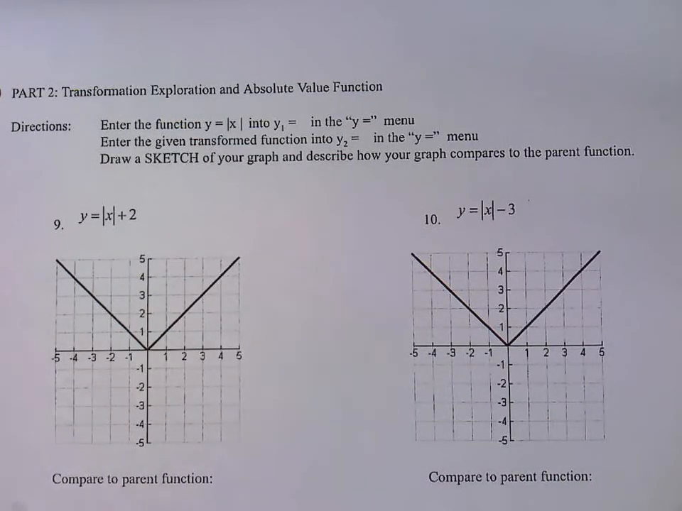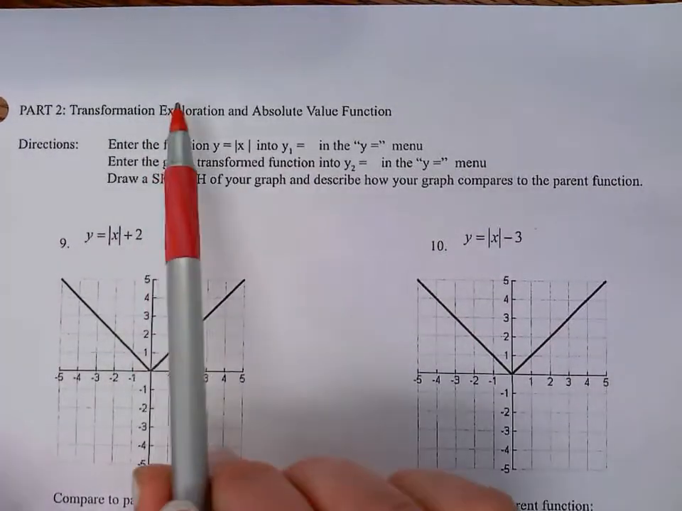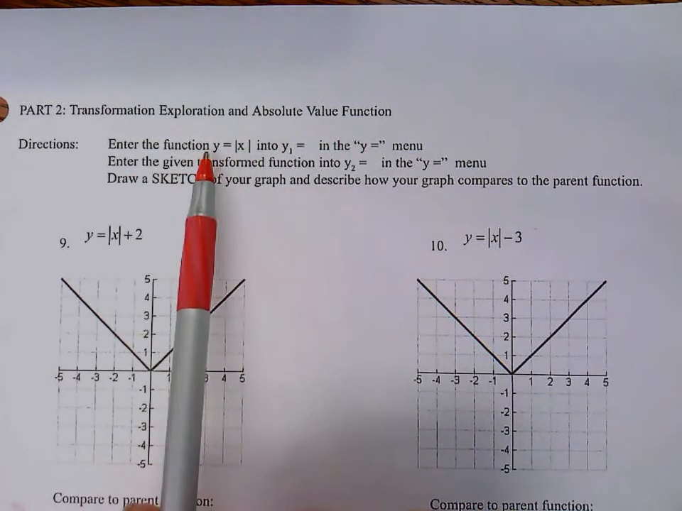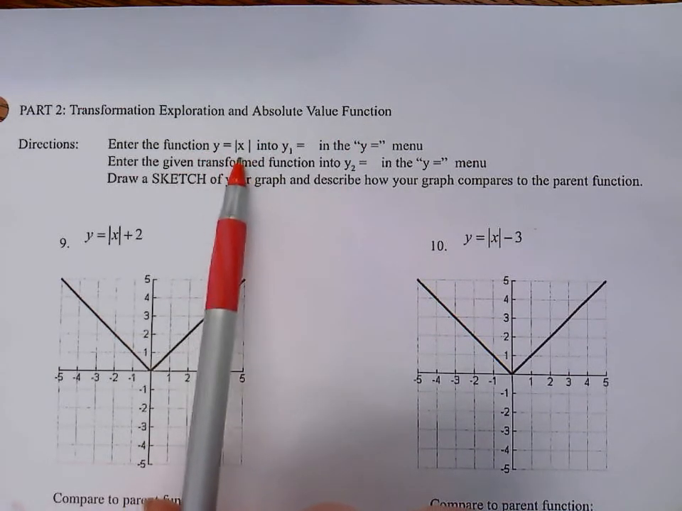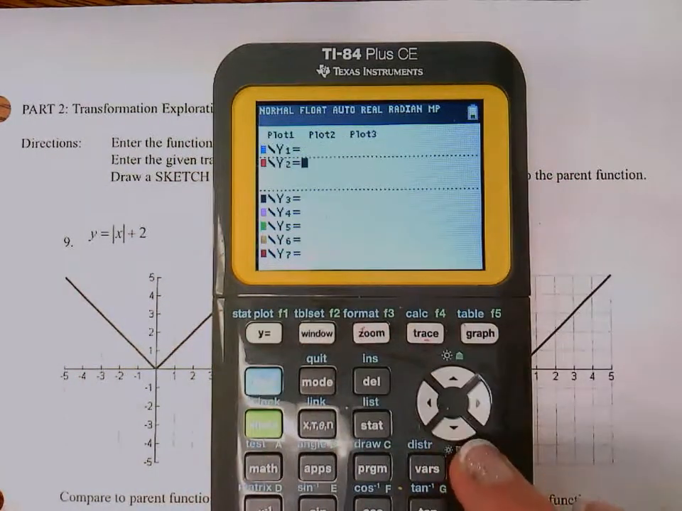Okay, so now you've completed numbers 1 through 8, and now we're on to part 2. We're looking at the absolute value function. So we're going to put the absolute value function into our y equals menu. So we're going to go y equals, clear out what is in there.